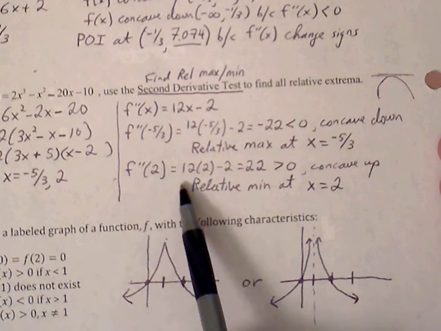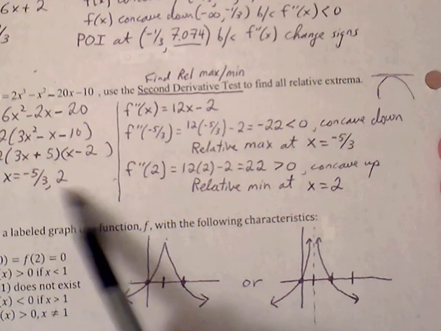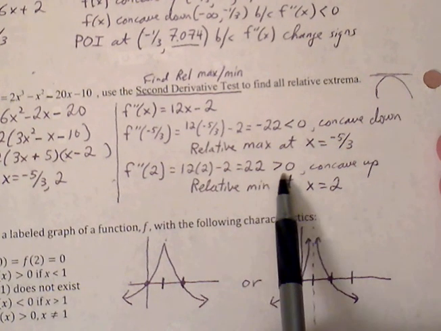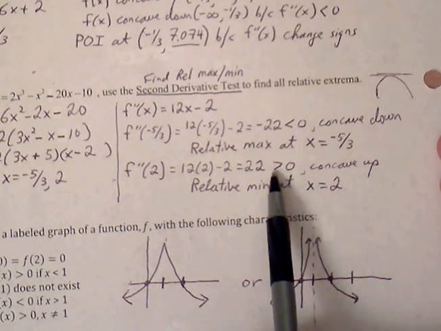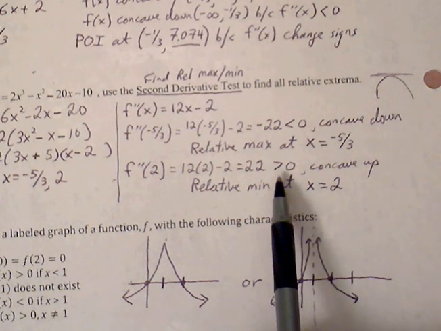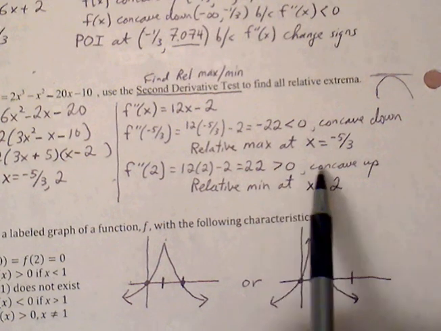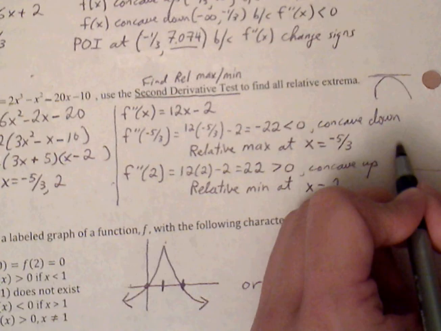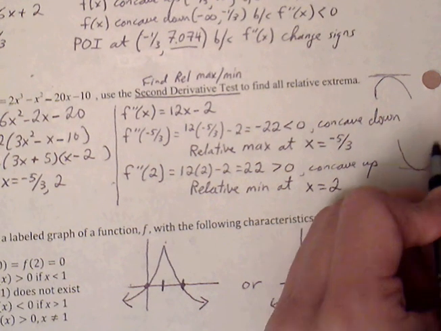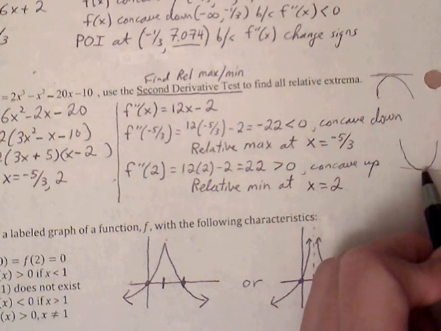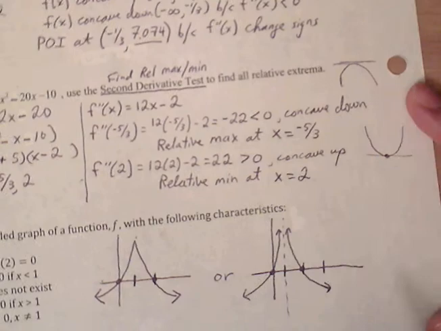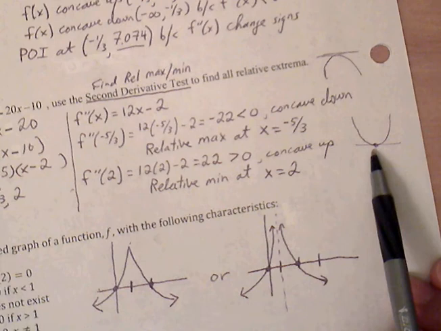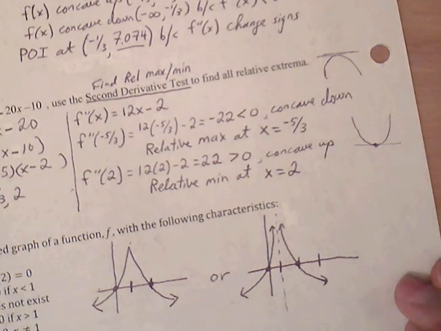Okay. If I plug the other critical value, 2, into the second derivative, I'll get 24 minus 2, which is 22. 22 is greater than 0, so we know that this portion of the graph has a slope of 0, and it is part of a graph that is concave up. So the combination of those two will allow us to narrow down the fact that there must be a relative minimum at x equals 2.